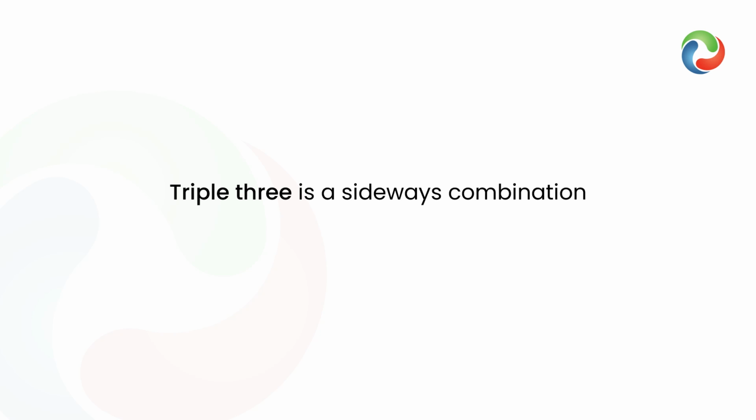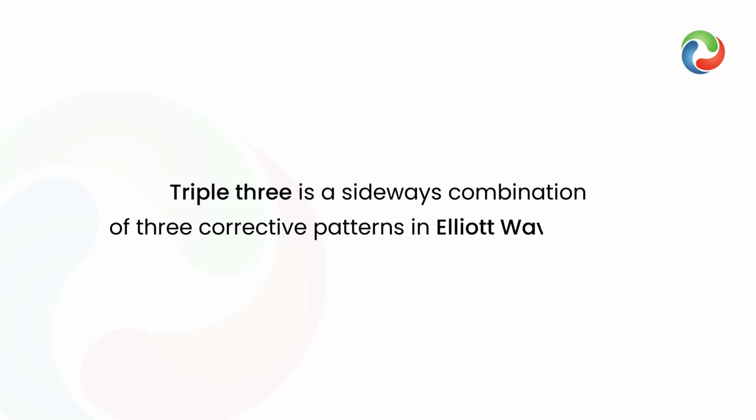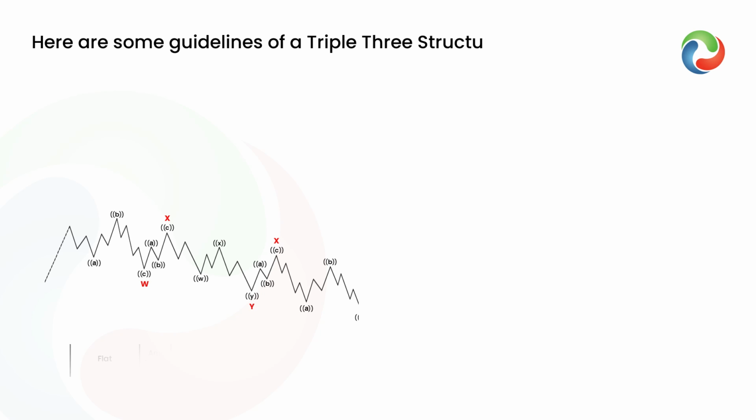Today, we're going to learn about another Elliott wave structure that is triple three. Triple three is a sideways combination of three corrective patterns in Elliott wave theory. Here are some guidelines of a triple three structure.